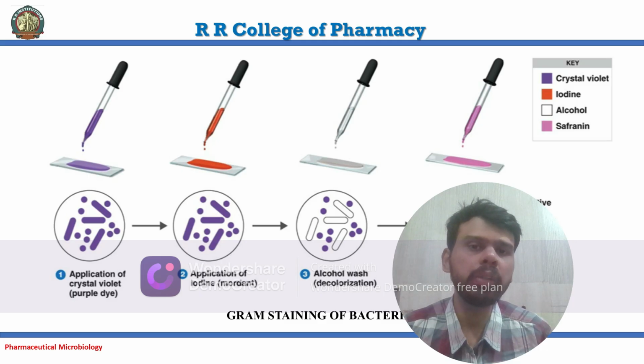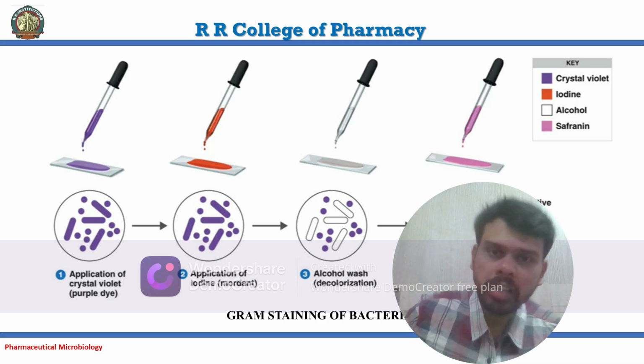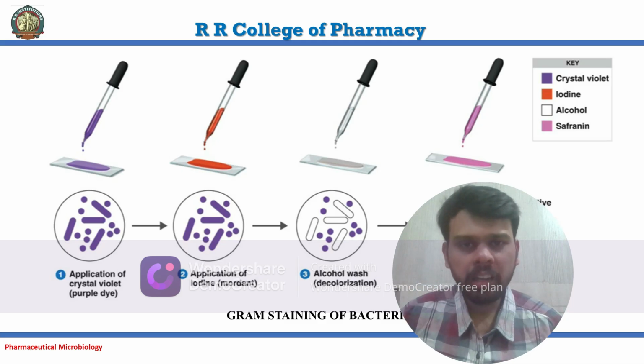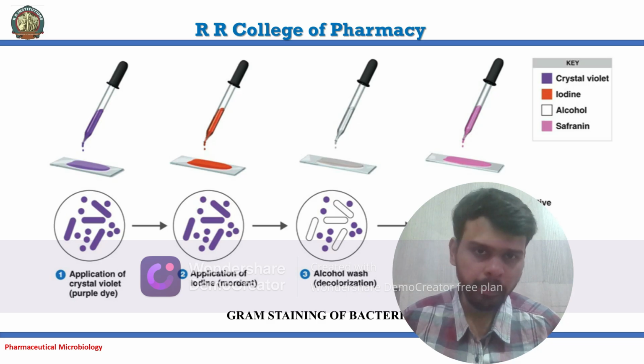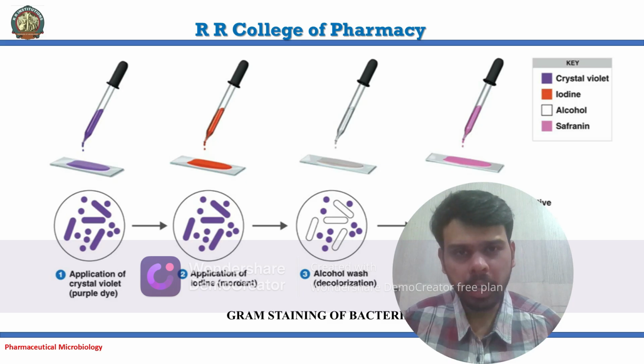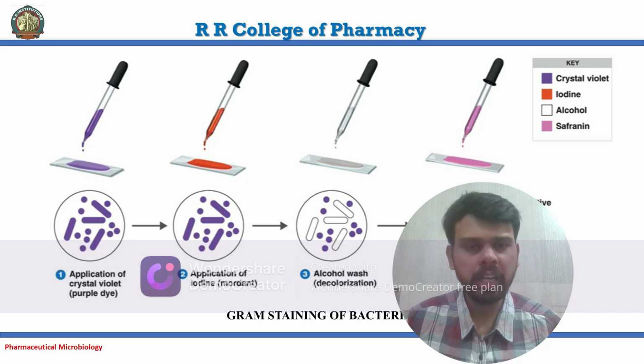Before that, we need to turn on the burner, two burners, and start making the thin smear. What do you understand by the meaning of thin smear? We have to take an inoculating loop and dip it into the broth. After that, we make a thin smear. After making the thin smear, we need to do the fixation of the smear. How are we going to do the fixation of the smear? By passing it over the Bunsen burner.